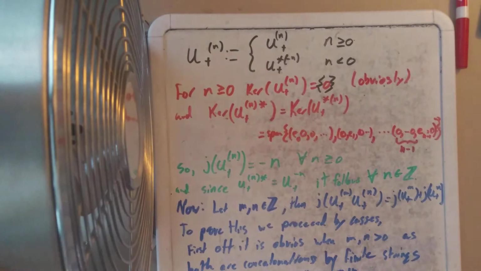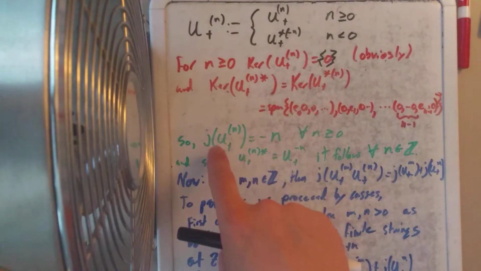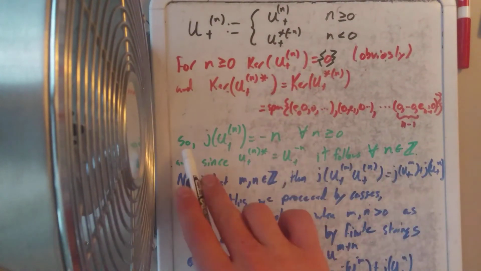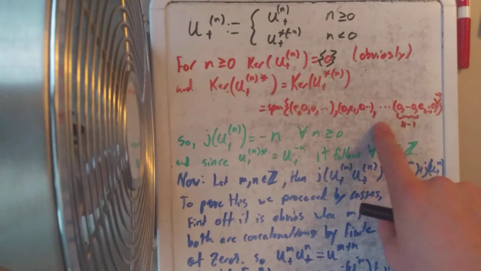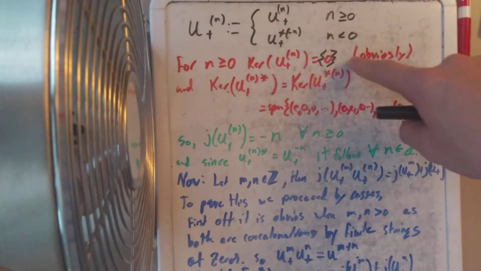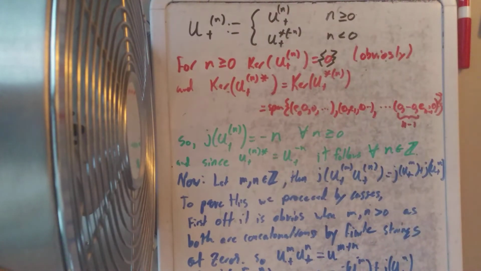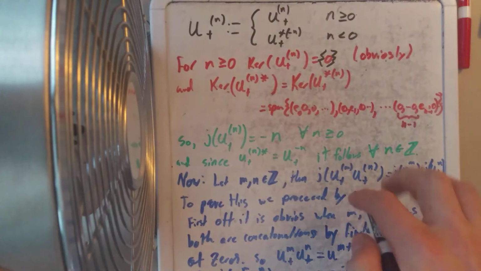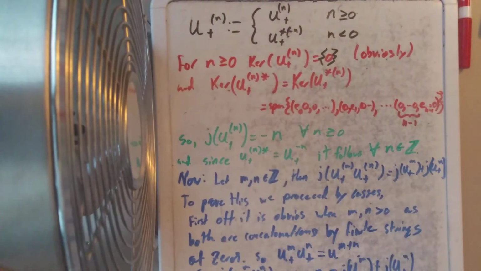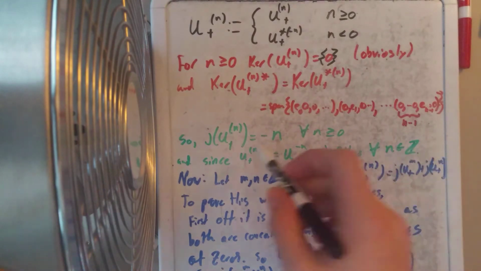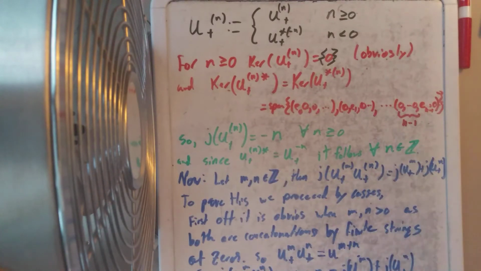So what we get for n greater than 0 is that j of u plus of n is just negative n. That follows from the fact that this is an n-dimensional subspace and this is a 0-dimensional subspace, so 0 minus n is going to be negative n. Now, since the adjoint just puts a negative in our exponent, this equation is going to follow for all n in Z.